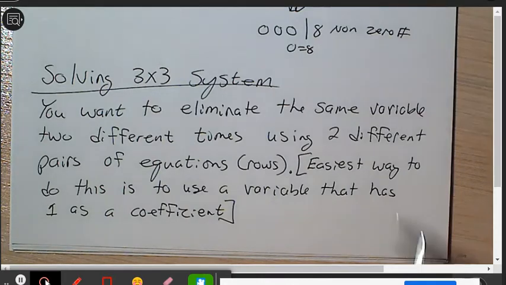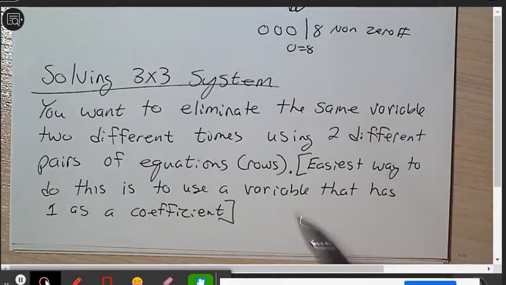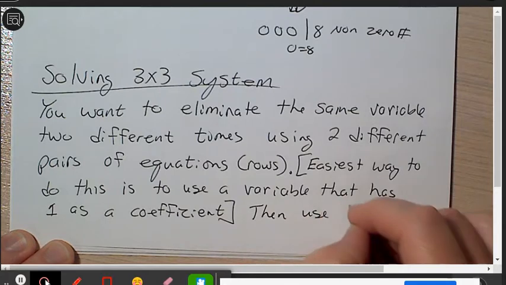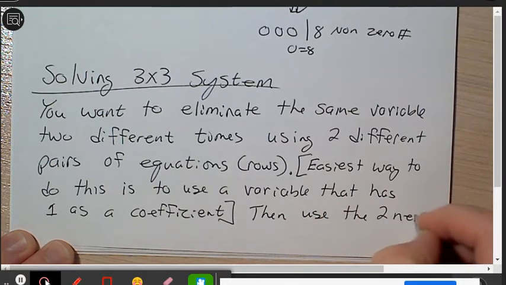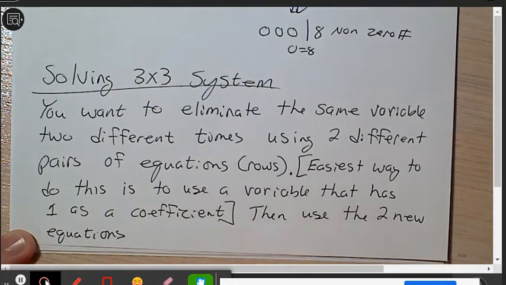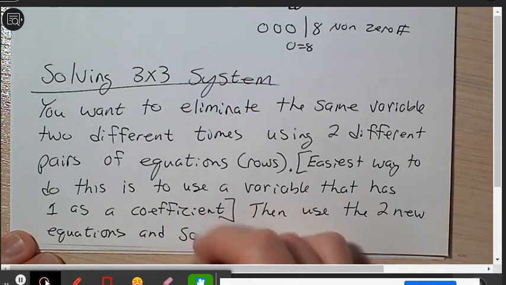Okay, so if you can eliminate the same variable 2 different times using 2 different equations, well, now you've gone from a 3x3 system to a 2x2 system. So then you can just basically go back and solve. You're going to take those 2 new equations that we've made from eliminating the same variable 2 different times, and solve like we did in 6.1.